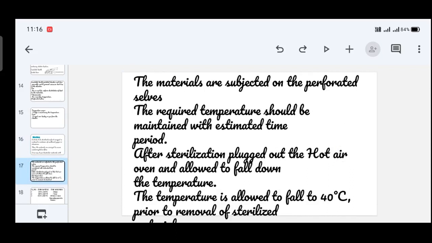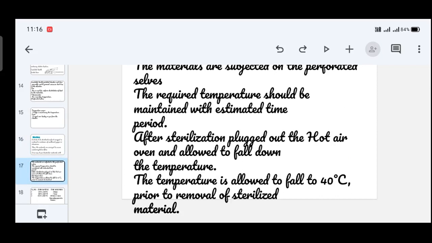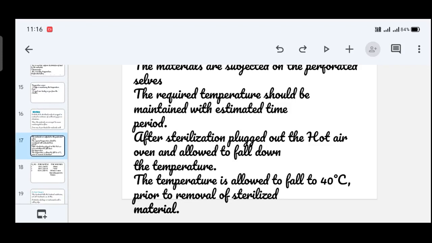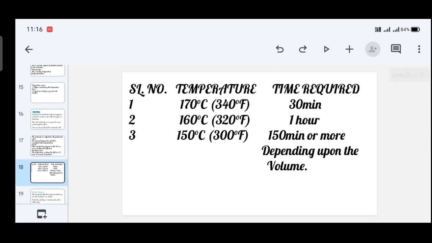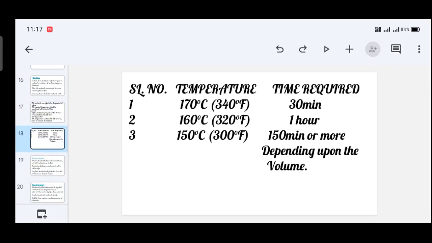After sterilization, plug out the hot air oven and allow the temperature to fall. The temperature is allowed to fall to 40 degrees Celsius prior to removal of the sterilized material. These are the temperature and time required for the specific temperature employed.